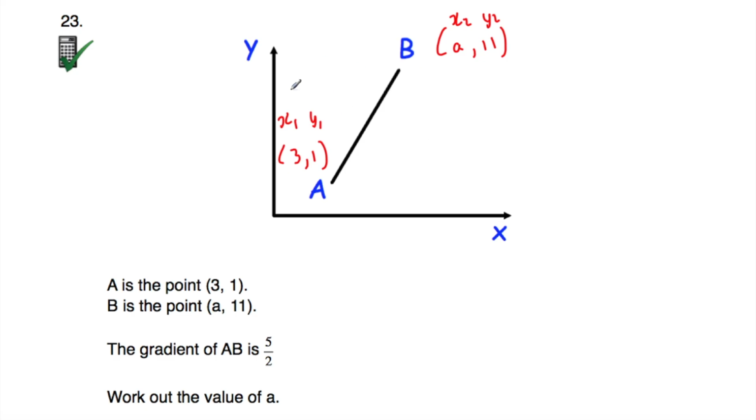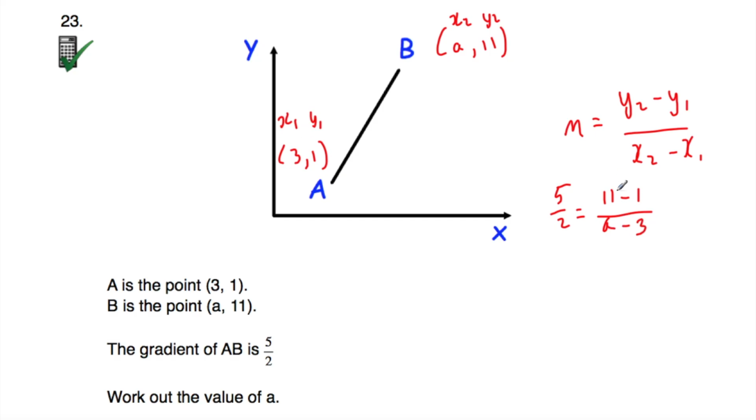So we've labelled the points x1, y1, x2, y2, and we know the gradient of the line is equal to 5 over 2. So m is equal to y2 minus y1 over x2 minus x1. So let's substitute in our values. m, that's equal to the gradient, 5 over 2, is equal to y2 minus y1, so y2 is 11, minus y1, which is equal to 1, over x2, which is a, little a, minus x1, which is 3. Okay, so let's solve this equation.